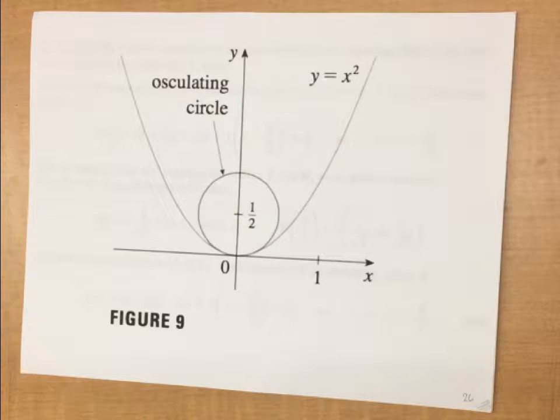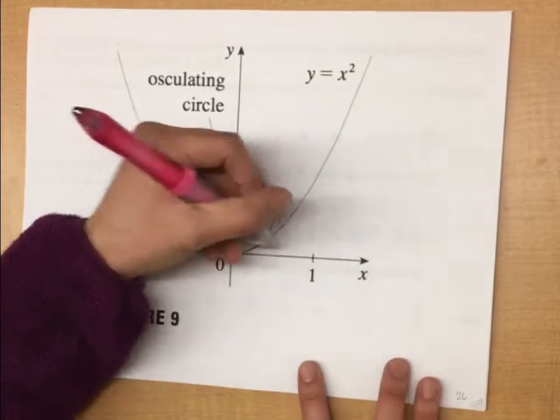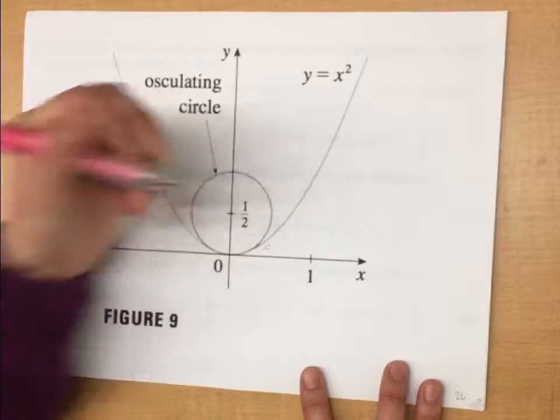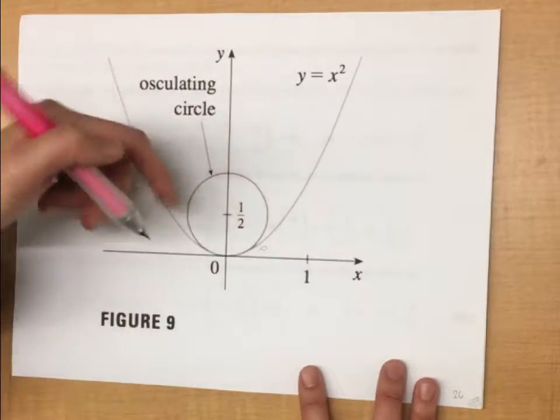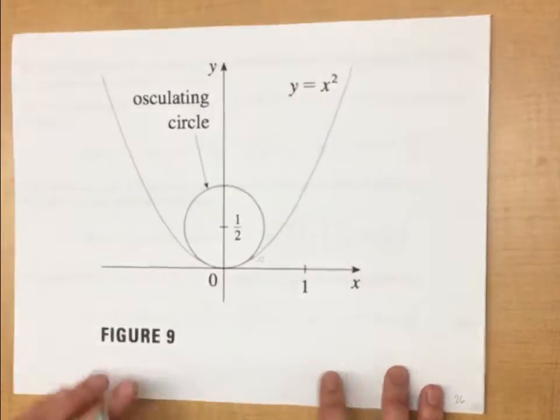It is a circle that best describes how C behaves near P and is sharing the same tangent, normal, and curvature at P. And so we're talking about the point P right here, and then this is the osculating circle as it moves along the curve C.